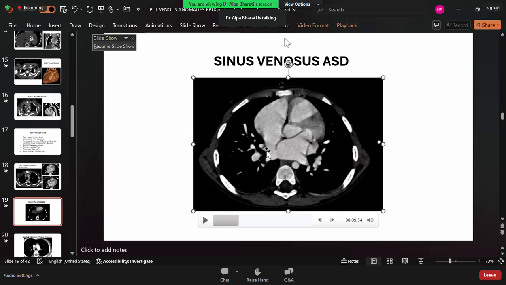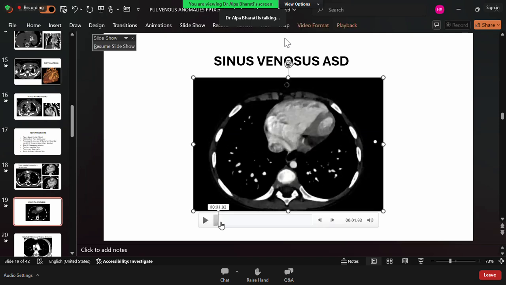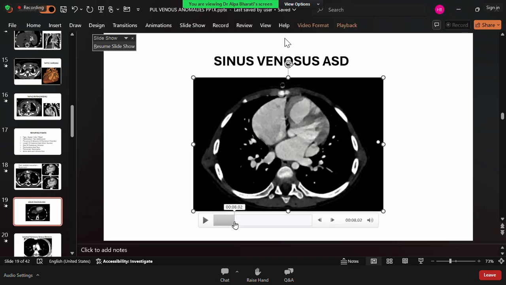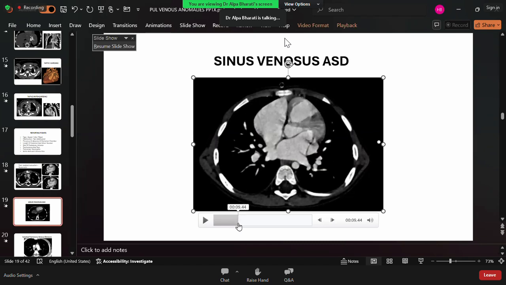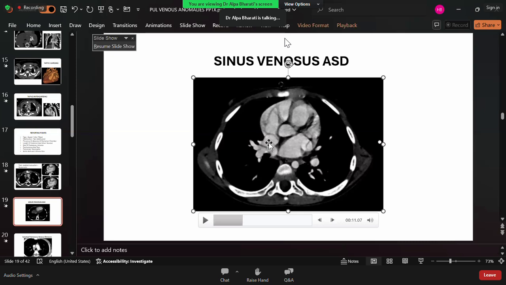Now you can see the pulmonary vein. This is one pulmonary vein which is draining on the right side of the interatrial septum. If I have to show you again, now you have the interatrial septum going up, and we are seeing the septal defect, and you're seeing this vein draining into the RA. And if you go up, then this is the SVC.